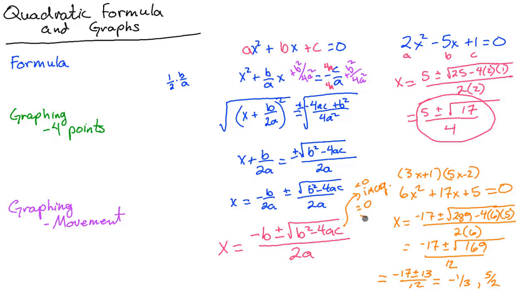If it's bigger than 0, it could come out to be like a 17, or it could come out to be like a square root of 169. It could either be rational, like this guy down here, or it could be irrational, but it would at least be real, and there will be two separate ones.